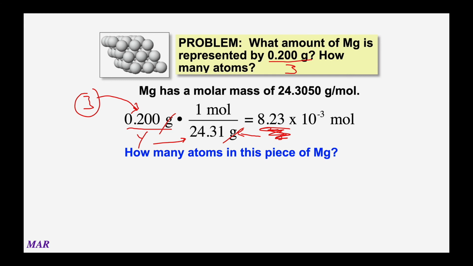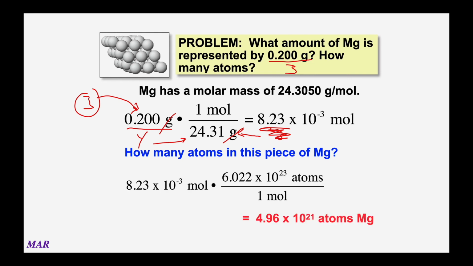Now remember, a dozen of anything is 12, and a mole of anything is 6.022 times 10 to the 23rd. So we're going to take that mole number and multiply it by Avogadro's number. We're going to turn moles of magnesium into atoms of magnesium using Avogadro's. So if you take that mole and multiply it by 6.022 times 10 to the 23rd, the moles on the top cancel moles on the bottom, still limited to 3 sig figs because our Avogadro's number had 4 sig figs, and you get the incredibly large 4.96 times 10 to the 21st atoms of magnesium.